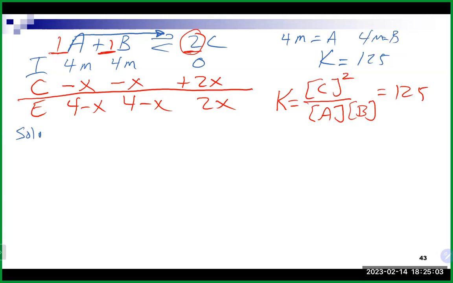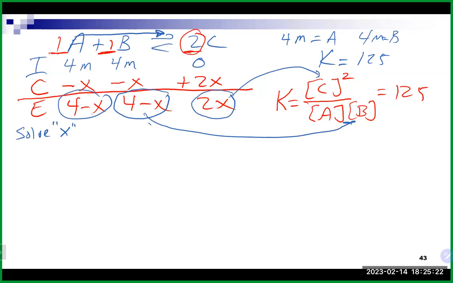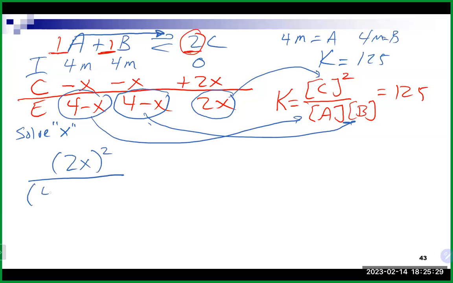So the goal of the ICE table is to have us be able to solve for x. We really want to figure out what x is equal to. The way we do that is we use the expression, and because these are technically the equilibrium part, we take these and put them into this expression. That would give us, in this example, 2x squared divided by 4 minus x times 4 minus x equals 1.25. At this point, it becomes really a math problem.